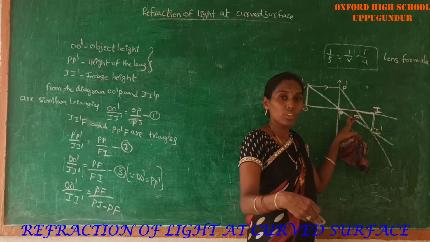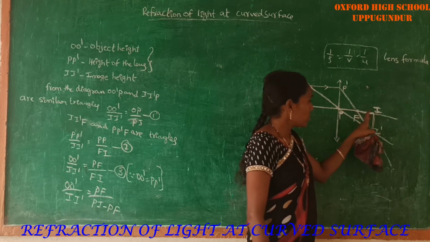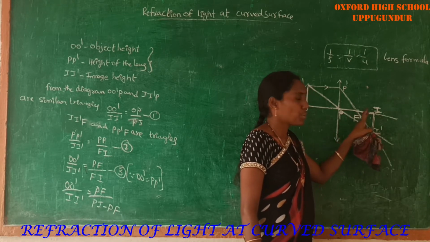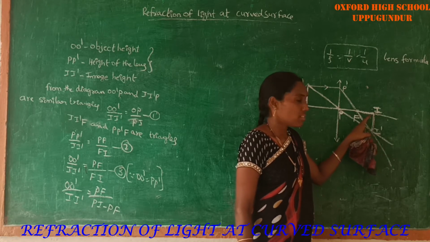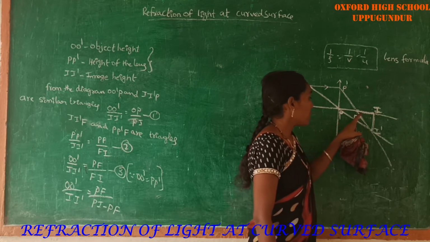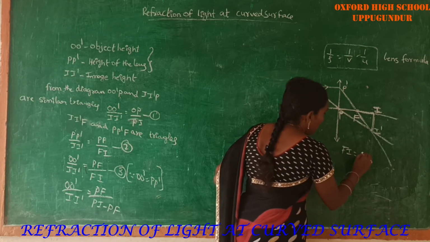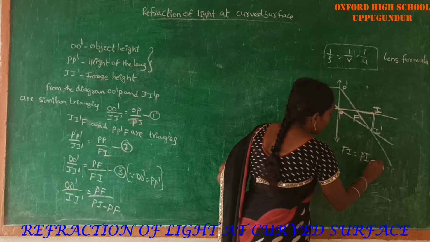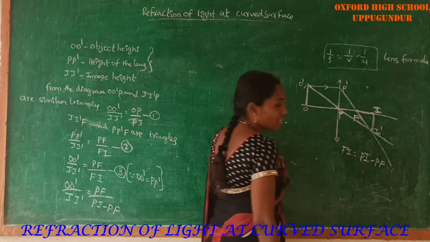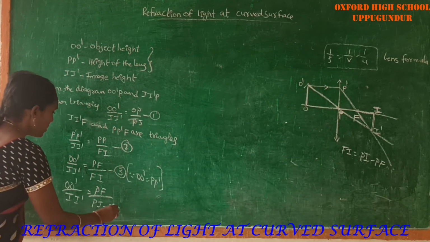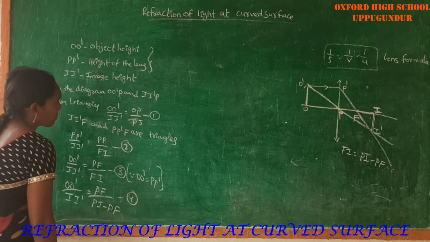We know very well about these two values. What about this value? The distance from F to I, we don't know. That's why the value of FI should be written as PI minus PF. This is equation number 4.